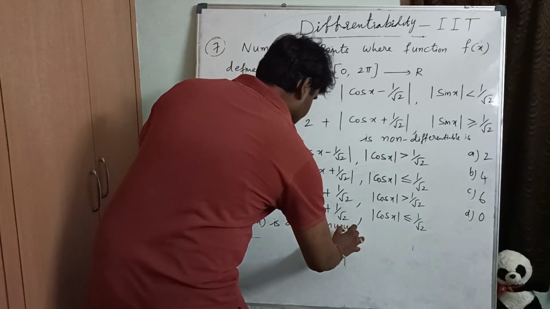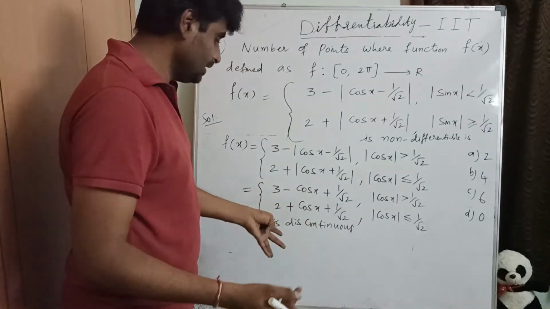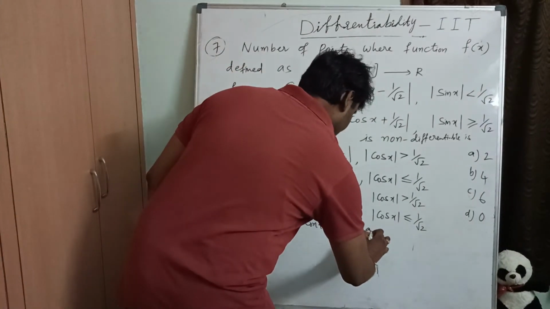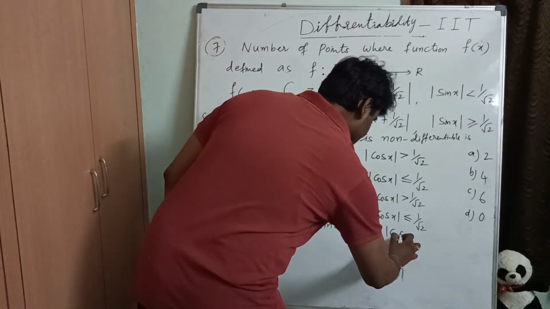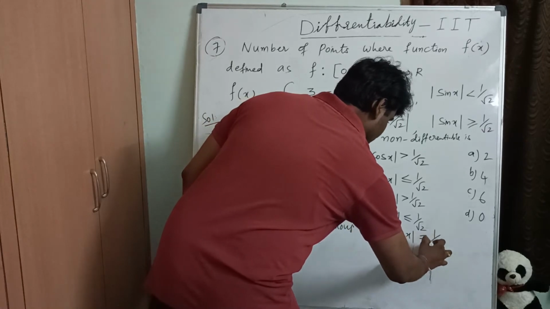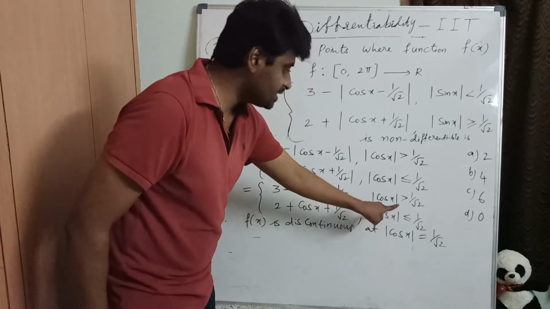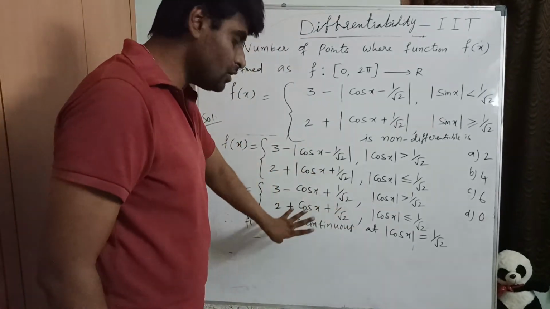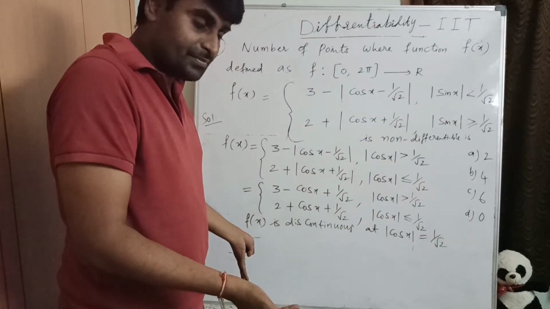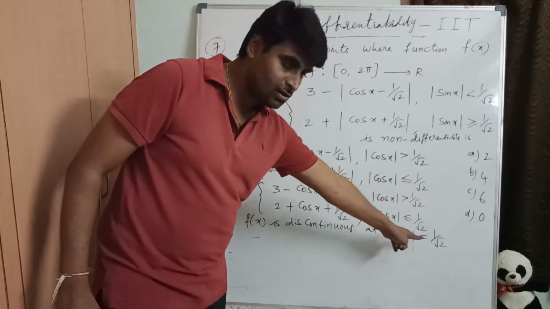Whenever a function is not continuous, it cannot be differentiable, correct? So it is discontinuous where modulus of cos x equals 1 by root 2. This is very important here. Modulus of cos x equal to 1 by root 2 only. It is not continuous, which means it is not differentiable at modulus of cos x equal to 1 by root 2.